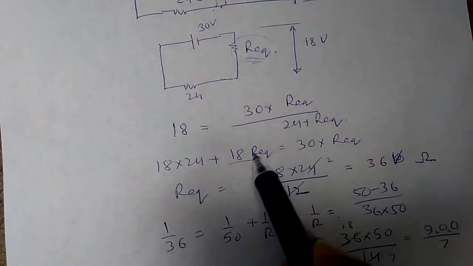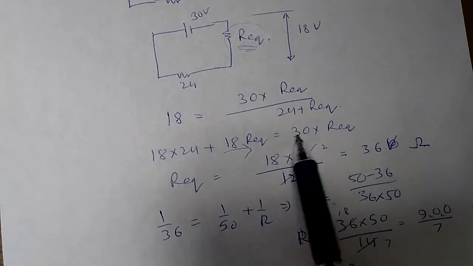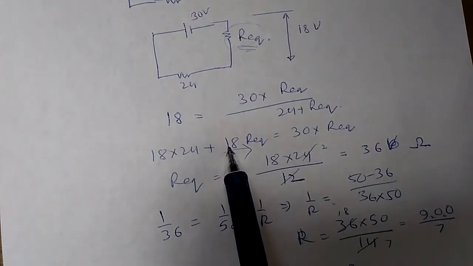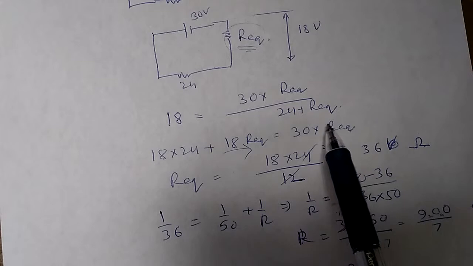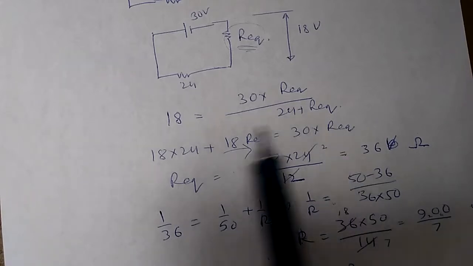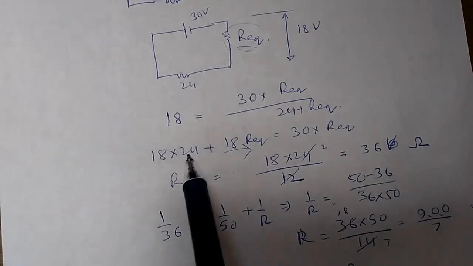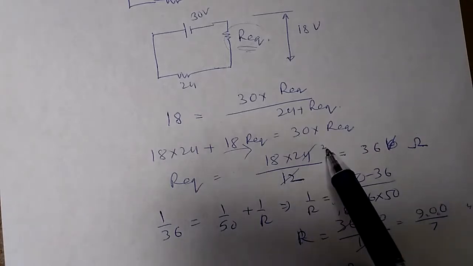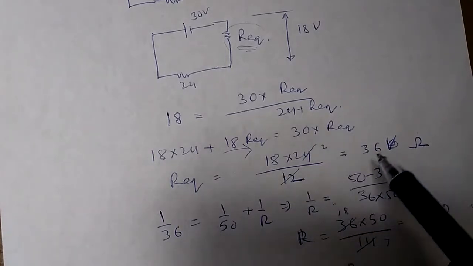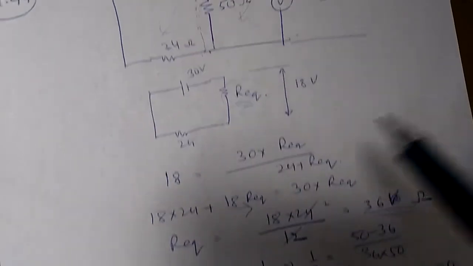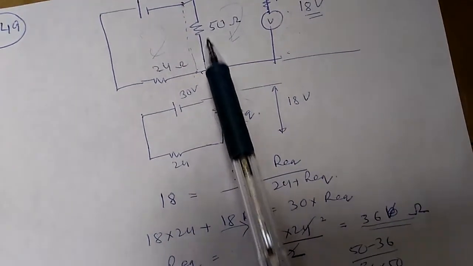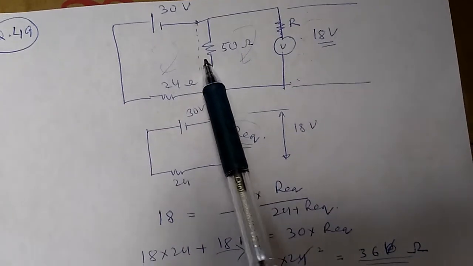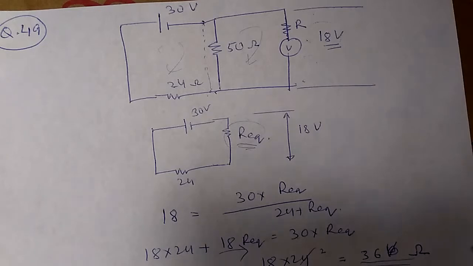So this goes to the right, and we have 30 minus 18 as 12, and then 12 into Req. Take 12 to this side, it becomes 18 into 24 divided by 12. 12 into 2 is 24, 18 into 2 is 36 ohm. So we know that the equivalent resistance of 50 ohm and R is 36 ohm.